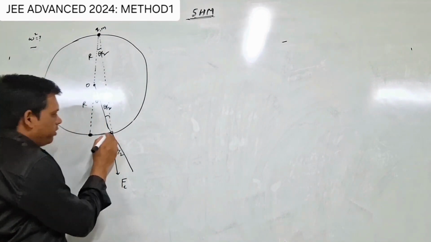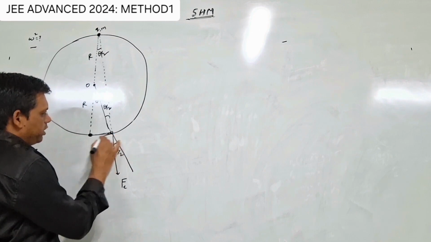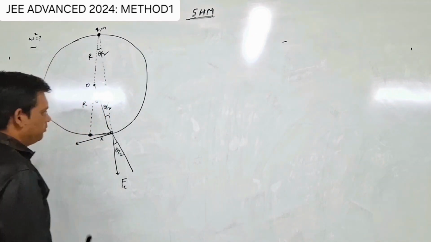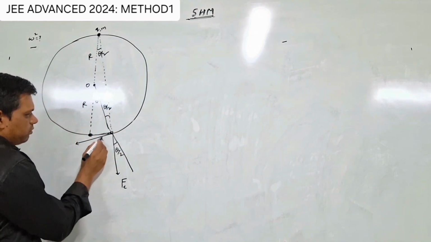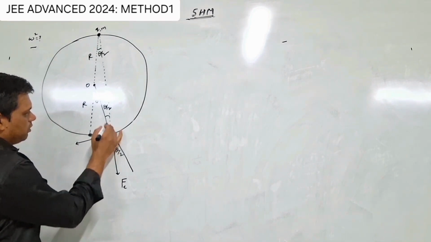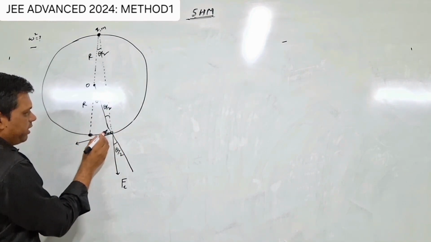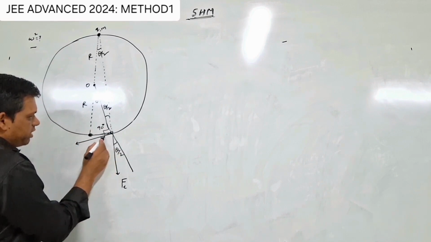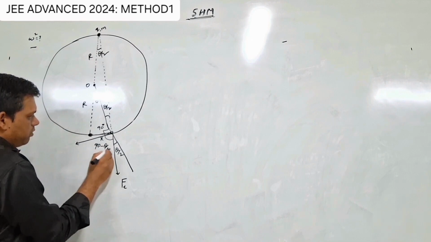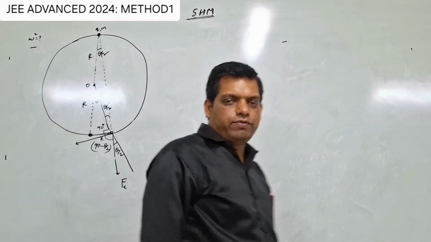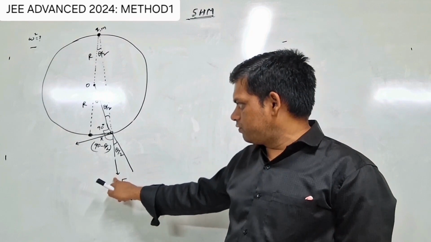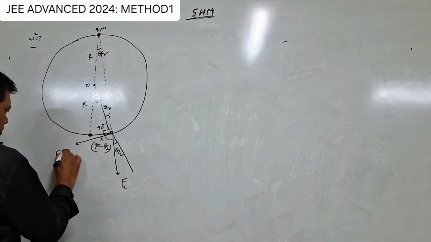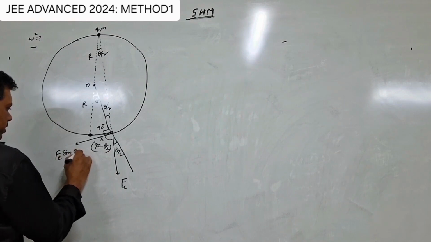We are drawing here at this point the tangent. This is the tangent. This is the radius, this is the tangent, so this will be 90 degree, and this will also be 90 degree. So this angle will be equal to 90 minus theta by 2. Therefore, the component of this electrostatic force in this direction will be Fe sin theta by 2.